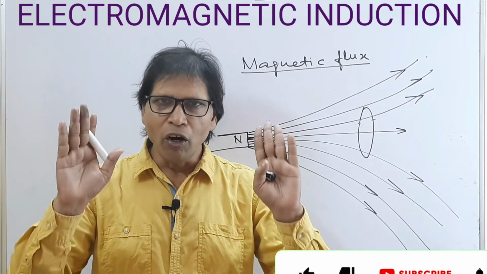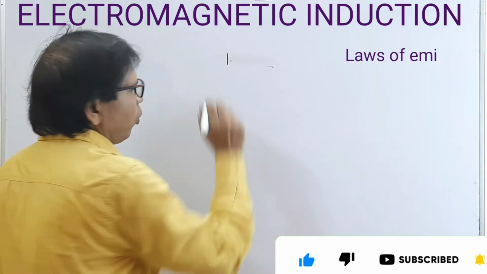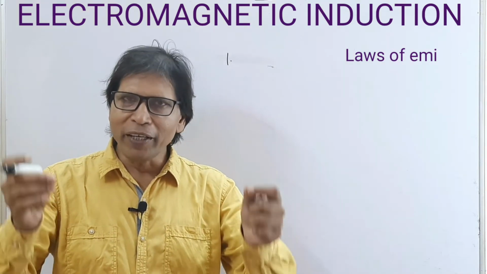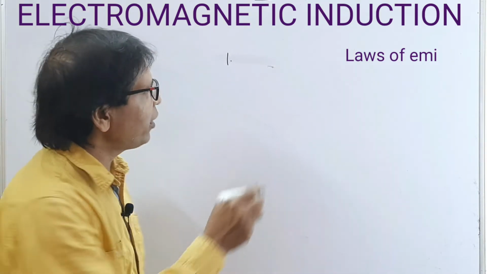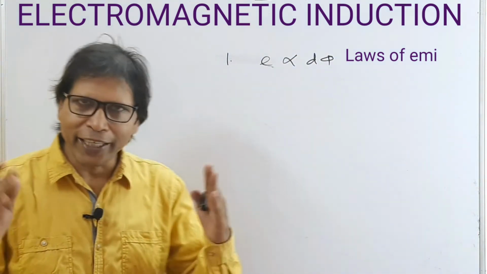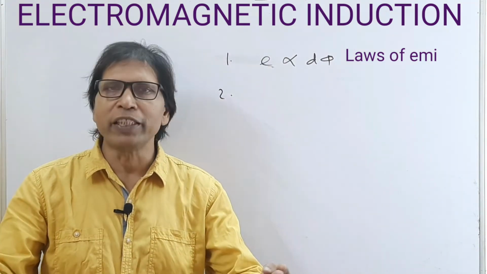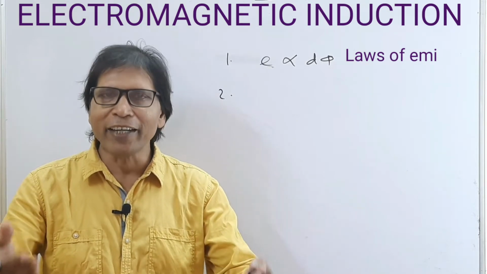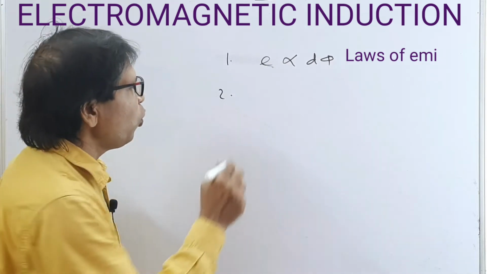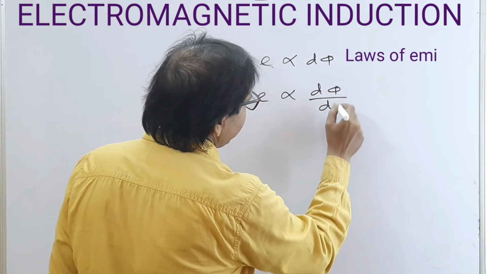Okay. Now laws of electromagnetic induction. Now first law. Whenever flux changes in a coil, EMF is induced in it. That is E proportional to d phi. Okay. Now second law. Second law, the magnitude of induced EMF is the time rate of change of magnetic flux linked in the coil. So look at this, E proportional to d phi by dt.